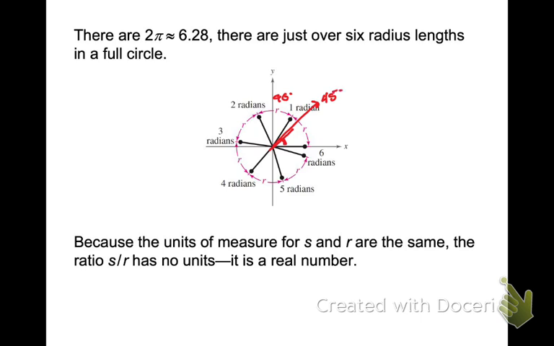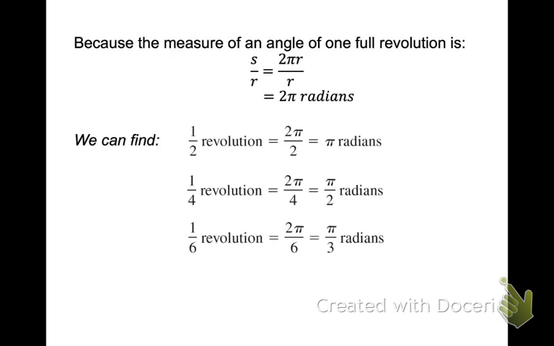60. Okay, 55, 60, somewhere like that. And we'll calculate exactly what that is here in a second. But again, is a radian larger than a degree? Yes. Much larger than a degree. Because the measure of an angle of a full revolution is S.